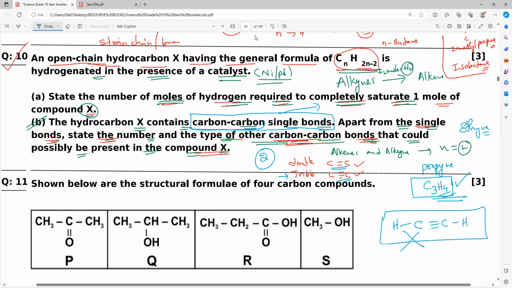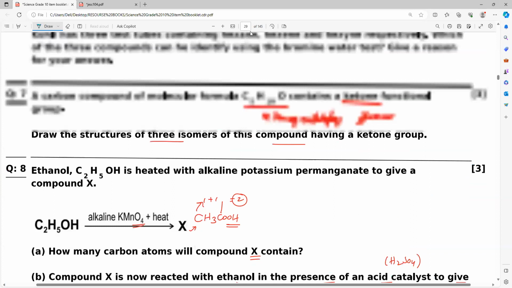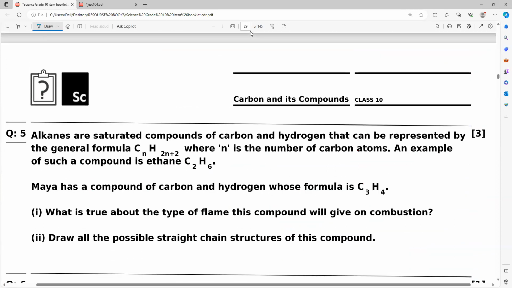That is our keyword. The hydrocarbon X contains carbon-carbon single bonds. Apart from the single bonds, state the number of other types of carbon-carbon bonds. So what is the answer? Next to ethine, the compound is propine. In propine we have possibilities of a double bond and a triple bond, which we learned in question number 5. The same thing can be here.